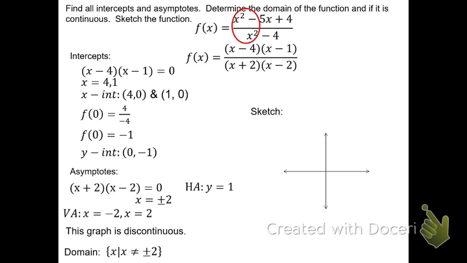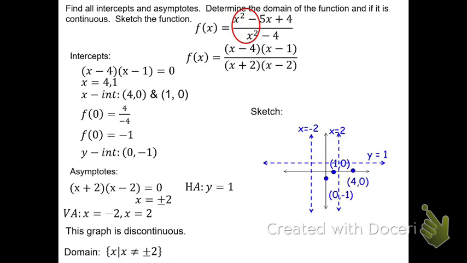All right, let's go ahead and sketch this. I'll start by putting in my vertical asymptotes. There were 2 of them, and my 1 horizontal asymptote. 2 vertical asymptotes are going to give me 3 sections of the graph. Now let's plot the points we know. We knew that there was an x-intercept at (1, 0) and (4, 0). And we also knew the y-intercept is (0, negative 1). All right, 3 pieces of the graph. Can we figure out where they go?